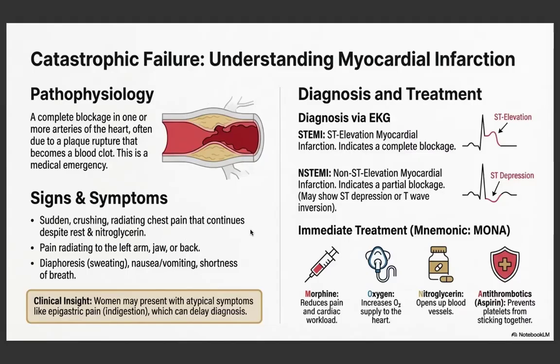So they will have that sudden crushing chest pain. They can have radiation to their jaw, shoulder, their back, their epigastric area. They can be diaphoretic. They can say things like, I feel like I'm gonna die. All of those are signs of an MI. And again, women, we have the more atypical signs like epigastric pain, which can actually delay the diagnosis. So if they say, like, let's say they don't have any chest pain, they just have epigastric pain.